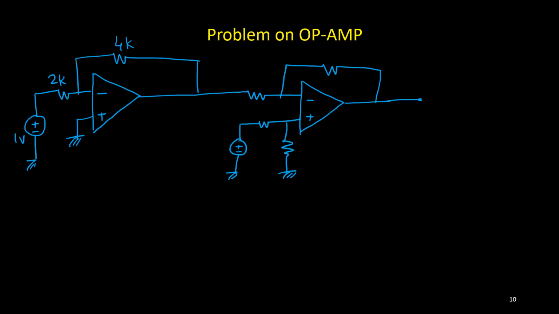Now, suppose it is also 1 volt, and it is 2K, this is 6K, this is 4K, and it is 12K. I have specified everything. And suppose the source VCC is 15 volt, minus 15 volt. This is also 15 volt, minus 15 volt. And this is your ultimate output V naught. So can you find this V naught?